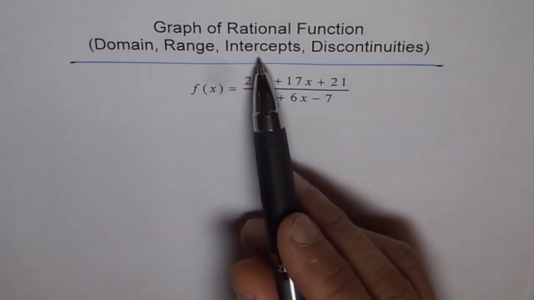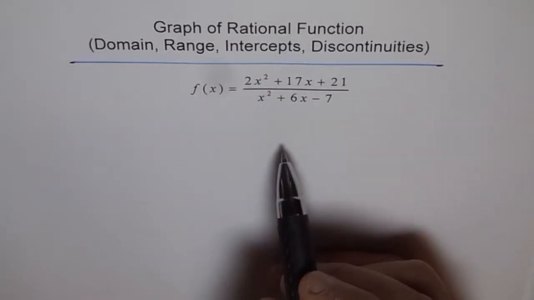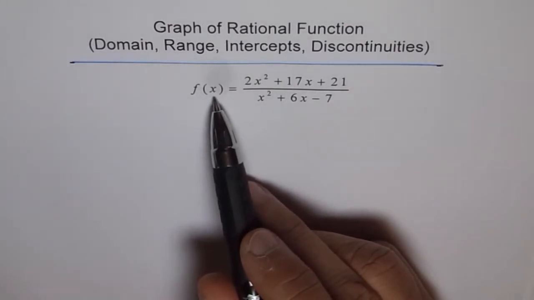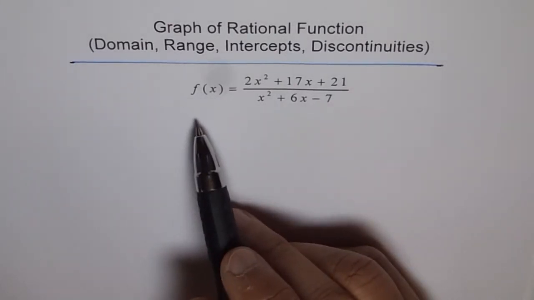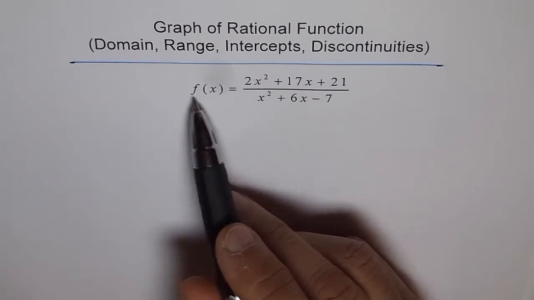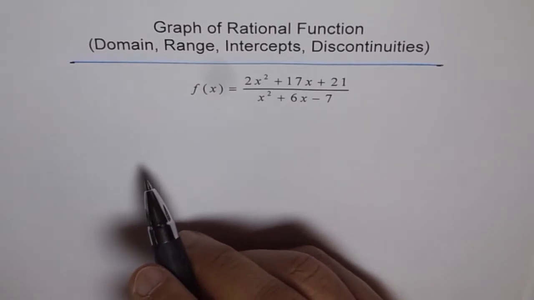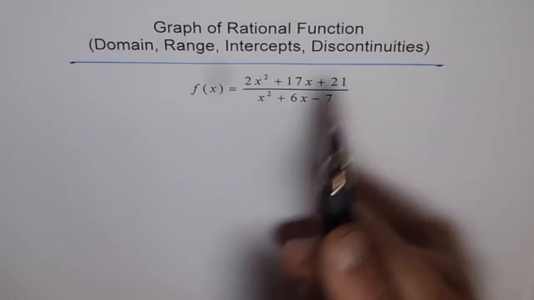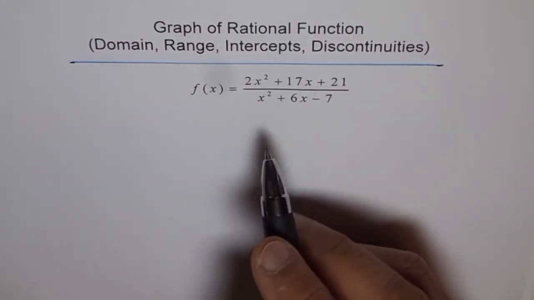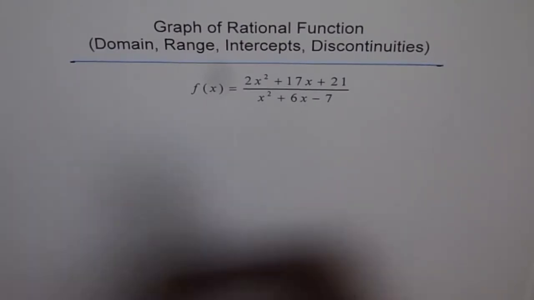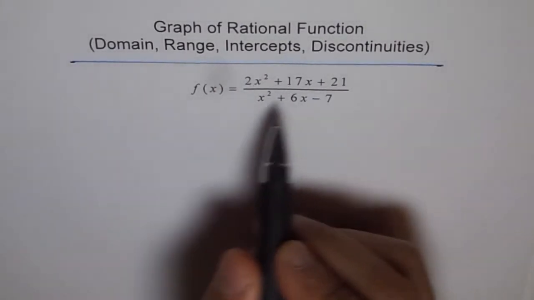As far as intercepts are concerned, if we plug in x equals 0, we get the y-intercept, and if we set f of x equals 0, that is y equals 0, we get the x-intercept. So those things we'll find after factoring. So these are the things which we are going to do to analyze this function, and then we will sketch our graph. Okay, so first thing is, let's try to factor both numerator and denominator.